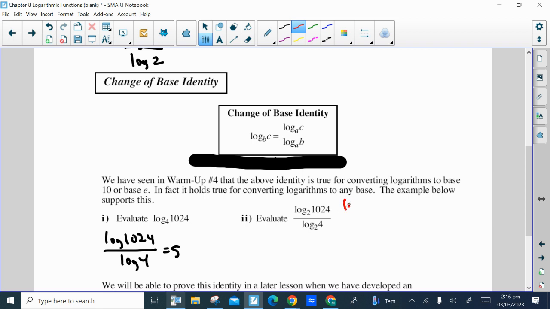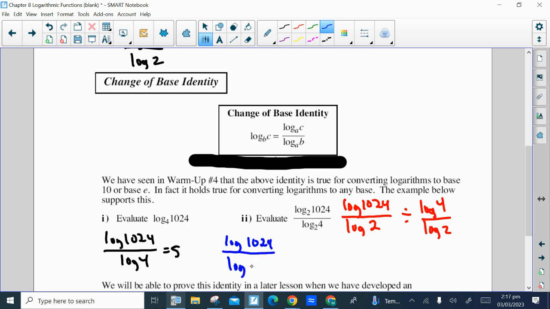Log base 2 of 1024 would be the log of 1024 divided by the log of 2. That's the top part, the numerator, if you use the change of base identity for that part. And that'll be divided by the denominator, which if we use a change of base identity would be log 4 over log 2. So we're dividing by a rational expression. We know that you can do that by multiplying by the reciprocal. So I'm going to do that. Instead of dividing by log 4 over log 2, I'm going to multiply by the reciprocal, which will be log 2 over log 4.